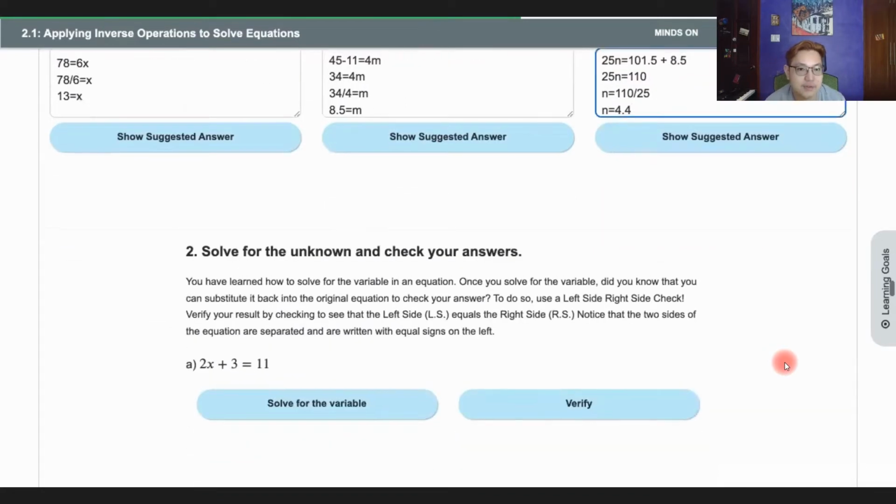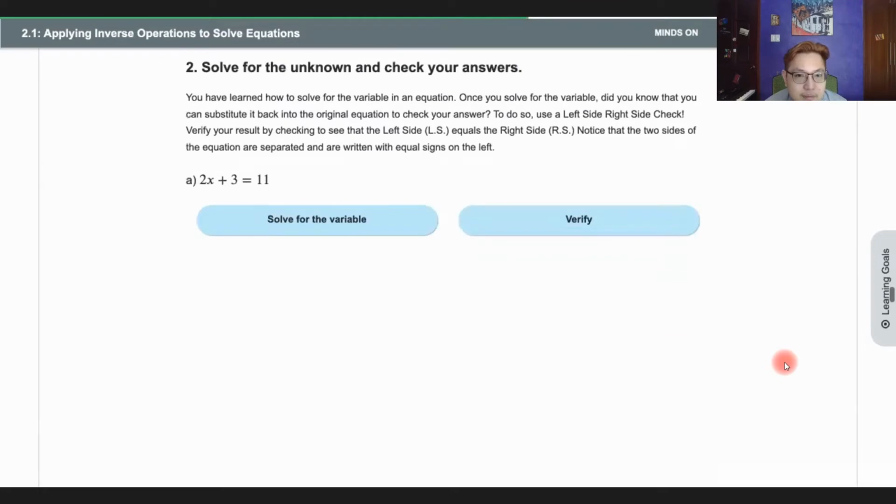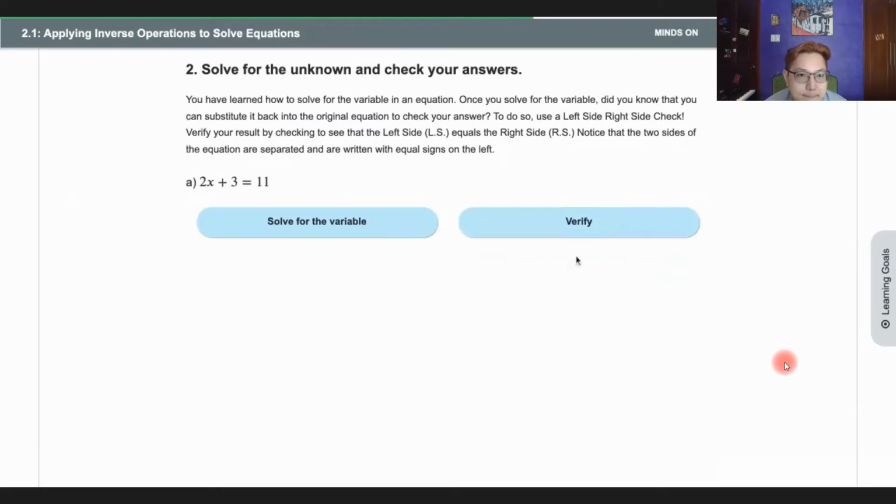Now, let's solve for the unknown and check your answer. Oh, this is easy. So you plug back into the original equation to check your answer. When you have your final answer already, x equal to something, you can substitute it back into the original equation. So if it becomes true, then you know that your answer is correct. If it doesn't become true, you know something is wrong.